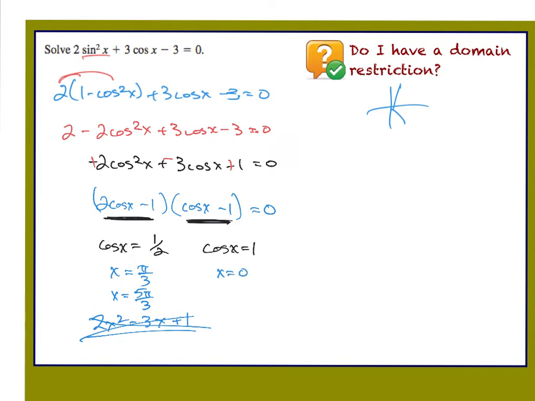I don't really care what you put, honestly. Now, do I have a domain restriction? I don't have a domain restriction. So what do we need to think of? We need to think of the period of cosine. So what's the period of cosine? 2 pi. So we're going to add 2 n pi's to these.